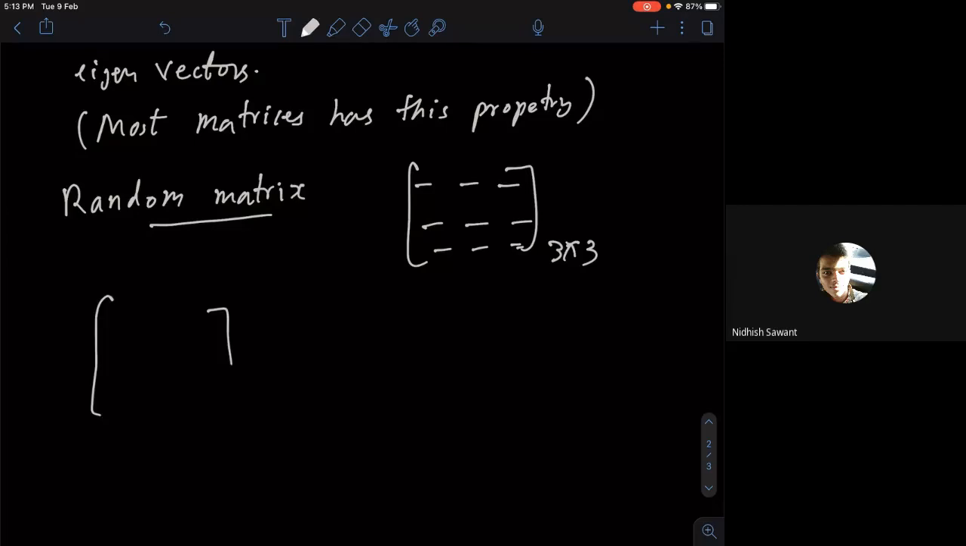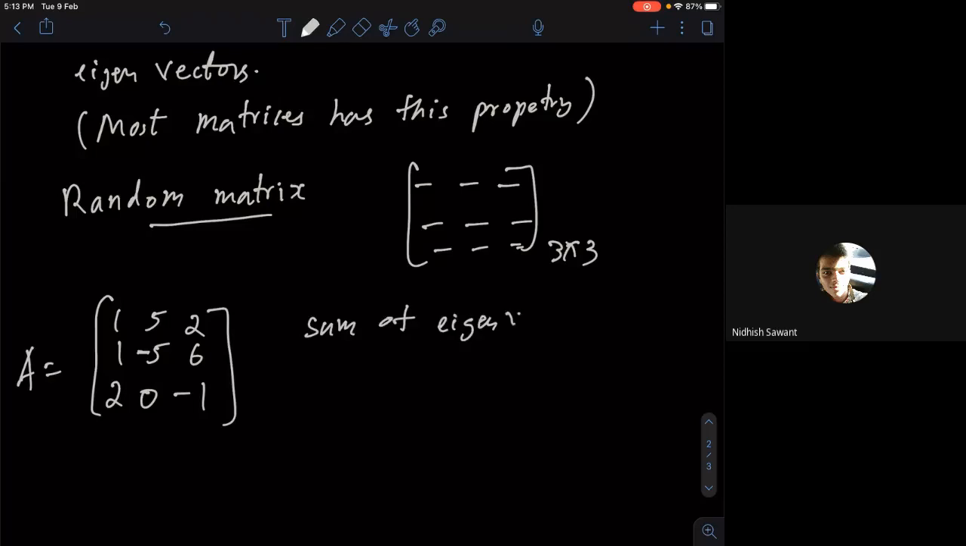Let's see. I'm going to write a matrix. Right, my A is going to be... okay, so let this be my matrix. What can you say is the sum of the eigenvalues? So -5. Yeah, so this is -5.